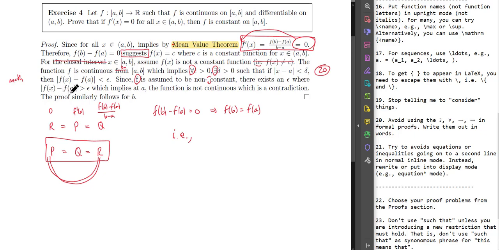Okay, so the distance between f of x and f of a is greater than epsilon. Ooh, I think this is a run-on sentence now. Which implies at a, the function is not continuous, which is a contradiction. Yeah, definitely. Okay, so what are you trying to get at?